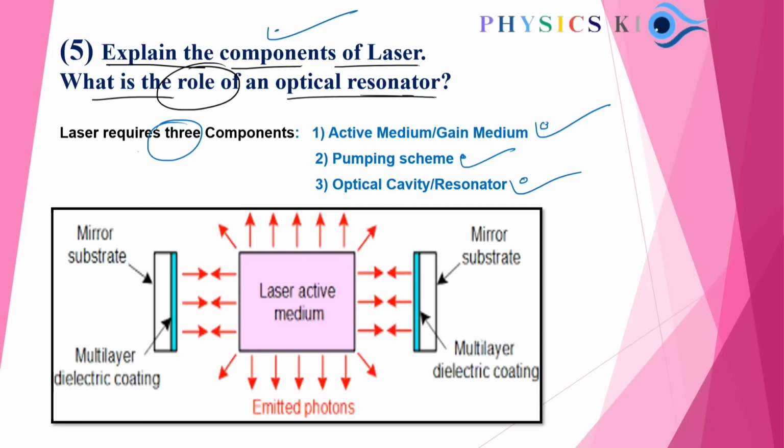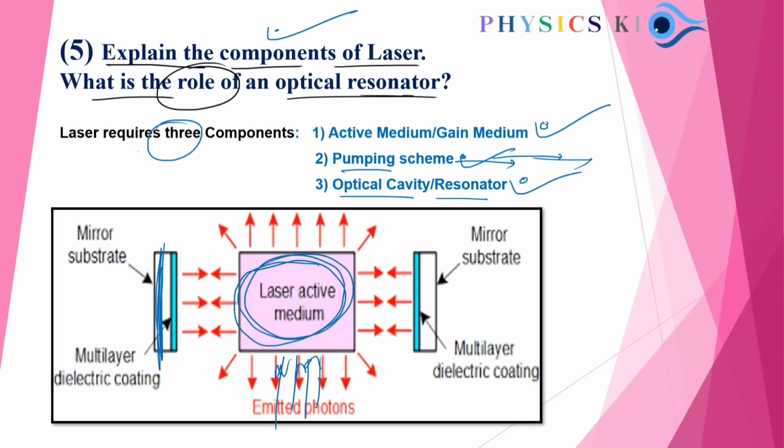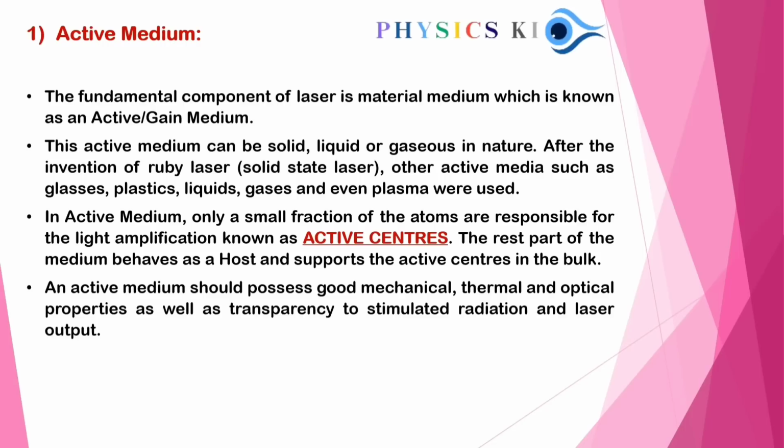First thing, active medium. This is the medium named laser active medium or gain medium. Second, whatever external energy is provided, that is pumping, either through a battery, or through chemicals, or through light. And third, the optical cavity resonator, that means these two mirrors, one 100% reflective and the second partially reflective. So these three are the components, and explain each and every one. So let's start. First one is active medium.